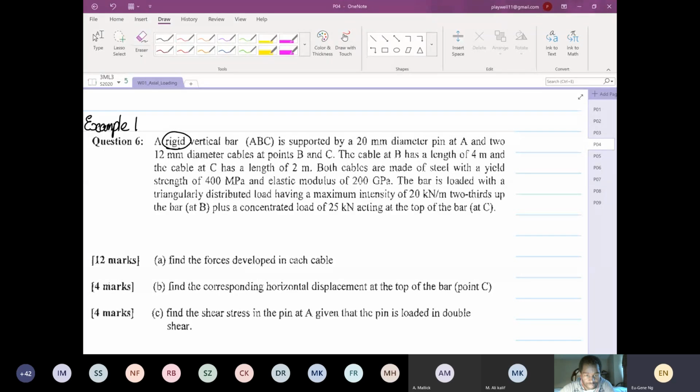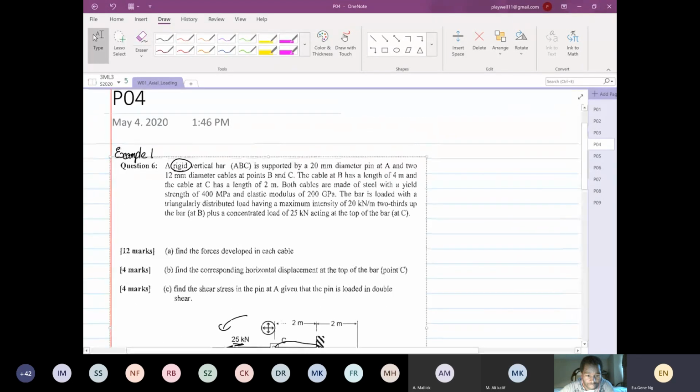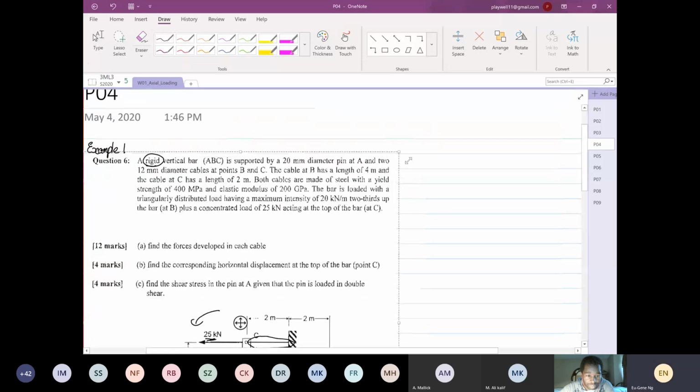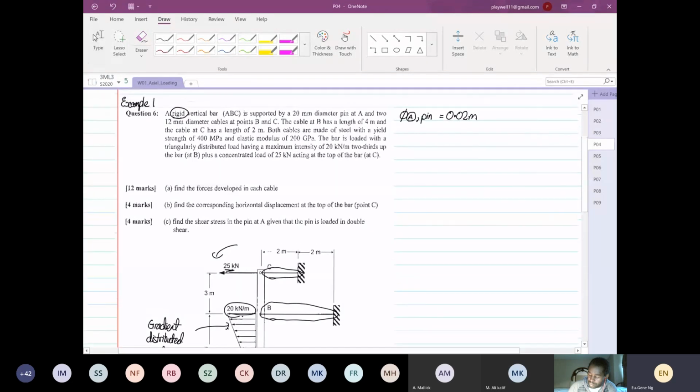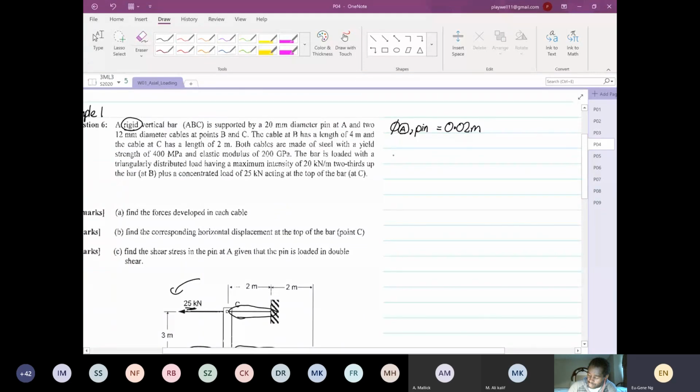Vertical bar ABC is supported by a 20 millimeter diameter pin at point A and two 12 millimeter cables at points B and C. So you have to write down whatever information you have. At point A, we have a pin and it is 0.02 meters. And then we have cables at points B and C. The diameter of the cable at points B and C is 12 millimeters, so it's 0.012 meters. Convert them directly.